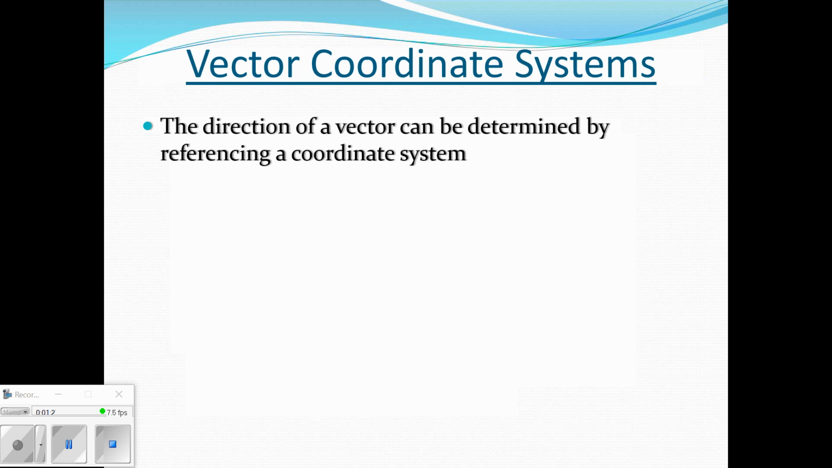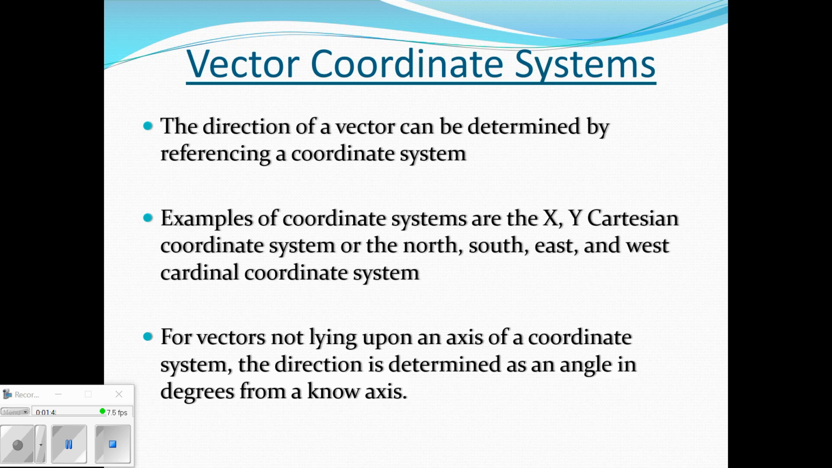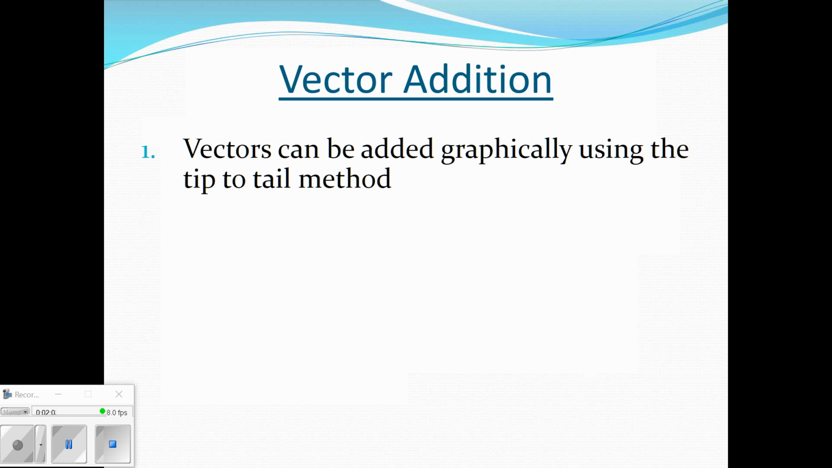So let's talk about what our coordinate systems can be. There's a couple different ones. The most common one that we're used to is either the Cartesian coordinate system, that is x and y, or the cardinal coordinate system. This is north, south, east, and west. And these two coordinate systems are the ones that we're going to use in physics. Whenever you have a direction of some vector that's not lying on a pure direction, so it's not purely east or not purely north, but maybe the direction is somewhere between east and north, you have to give the direction as an angle off of some known coordinate system or some known axis within the coordinate system. We'll get to that in a minute.